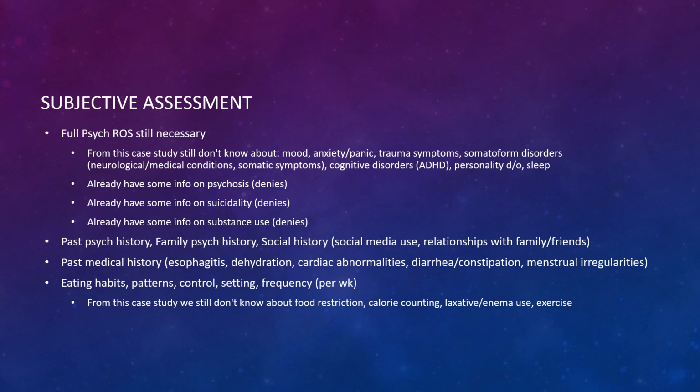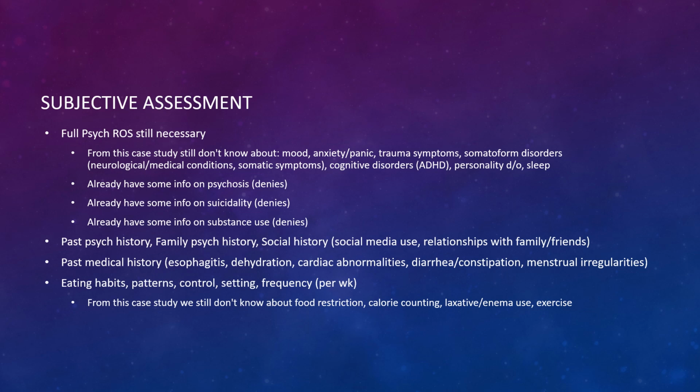And then we want to know for these patients past medical history. For example, we want to know if there's any history of a primary care provider or any other provider diagnosing her with esophagitis, dehydration, cardiac abnormalities, any associated diarrhea or constipation. That would come into play if she uses laxatives or enemas potentially with rebound symptoms, any menstrual irregularities as well.